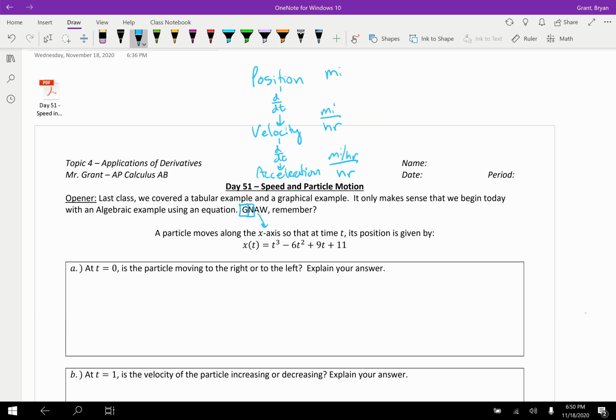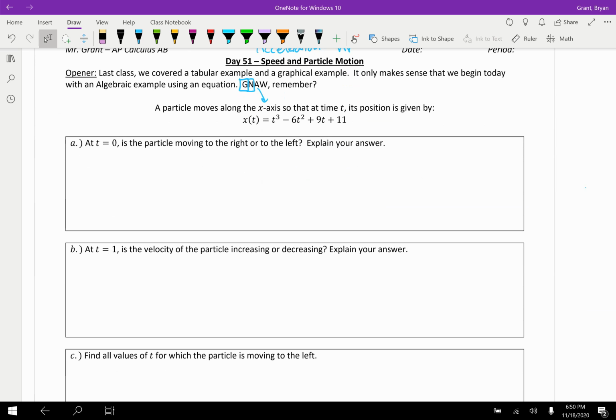So here we go. A particle moves along the x-axis so that at time t, its position is given by that equation there. Very exciting. And then you have a bunch of questions here. So why don't you go ahead, take a few minutes, take your notes out from last class, and see what you can do with this. And then at the end, we will go over it and see how you're feeling. Ready, set, go.